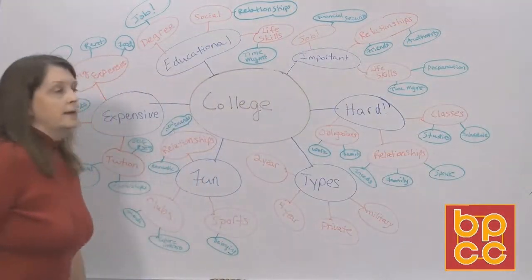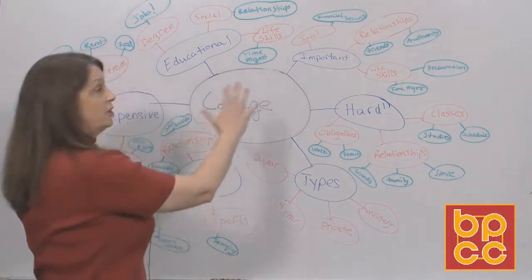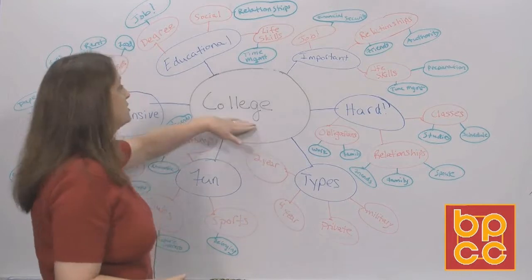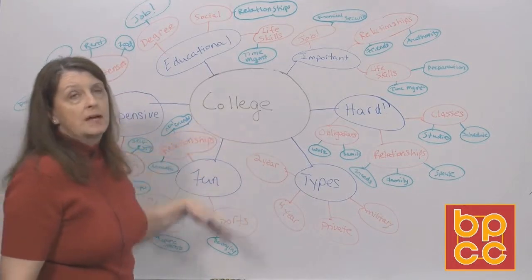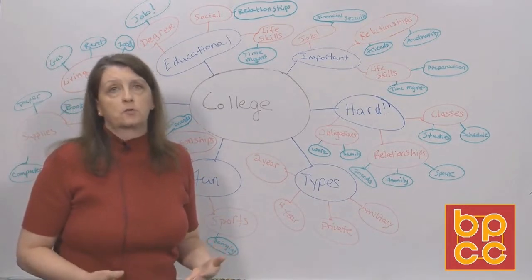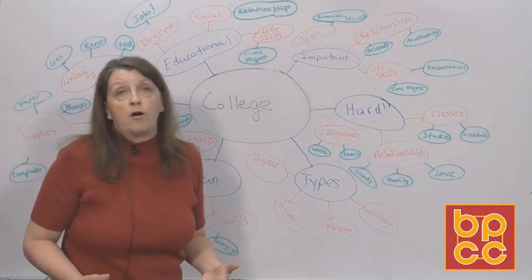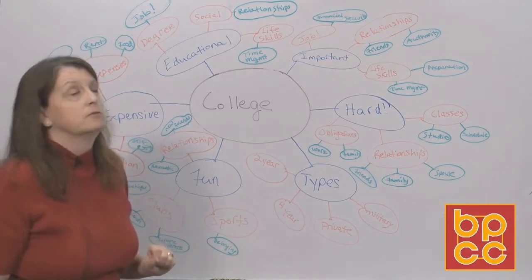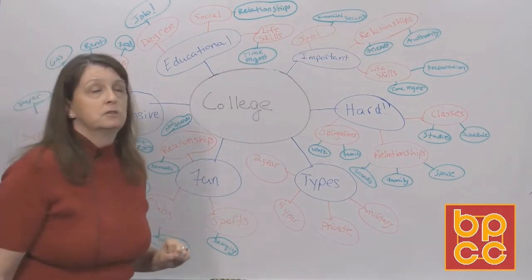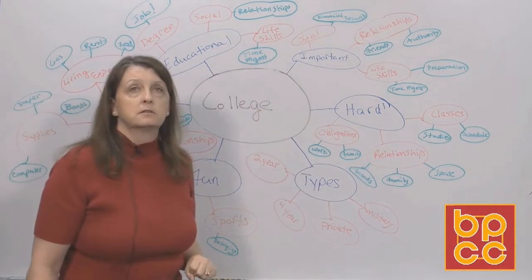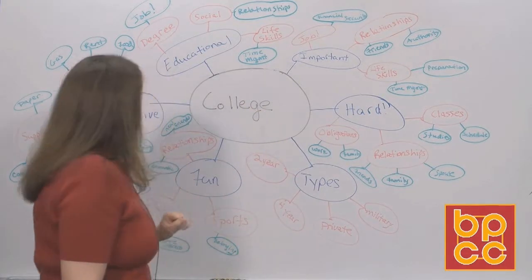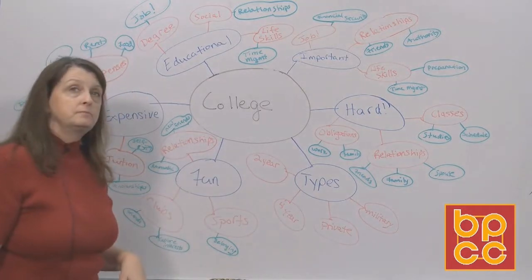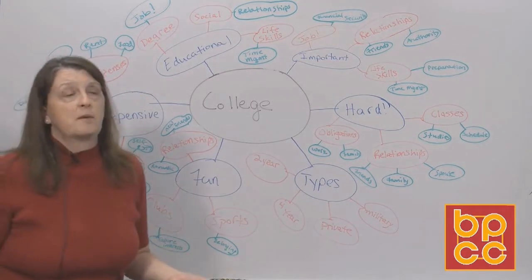Okay, now notice that I have a huge set of bubbles on this board. Well, I started with just one, and that was college. And so I began to think about things that I could write about or things that would interest me about college. And I came up with this. College is expensive. College is educational. College is important. College is hard. There are different types of colleges, and college can be fun. So those were the first things that I came up with.